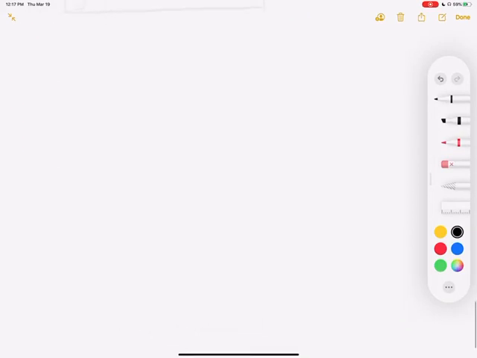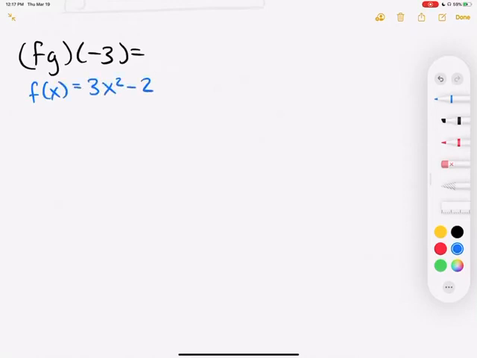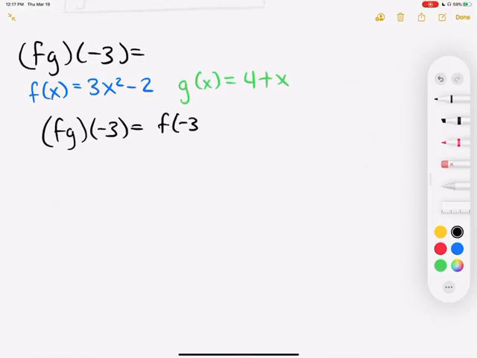Now, the next example is going to be multiplication. The next requested example is fg of negative 3. So taking my same f of x function to be 3x squared minus 2, and the same g of x function to be 4 plus x. Now what this problem says, fg of negative 3, means that I have to find f of negative 3 and multiply times g of negative 3. That's what this means.